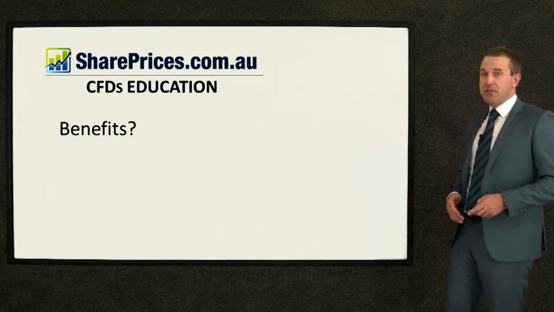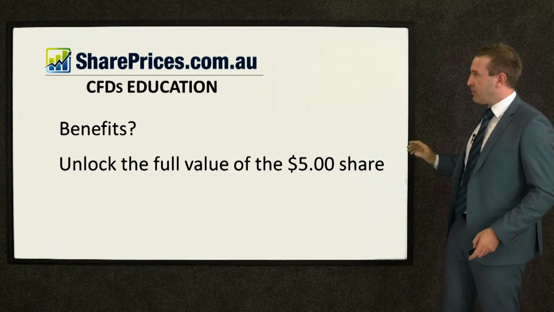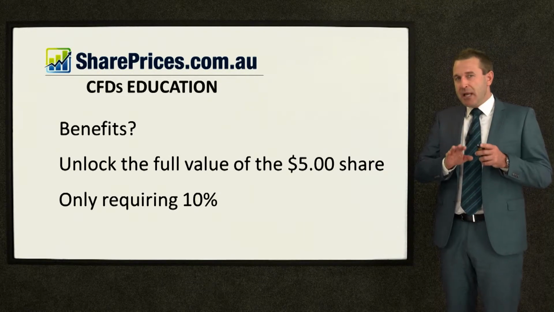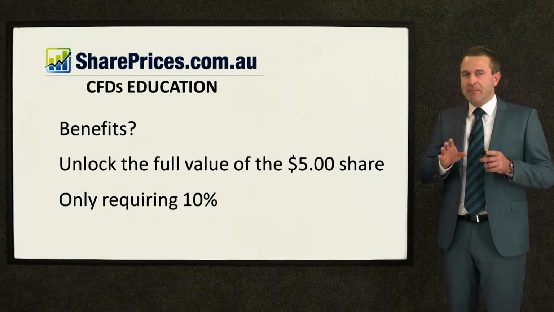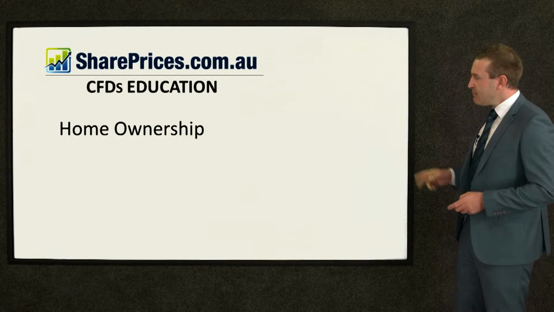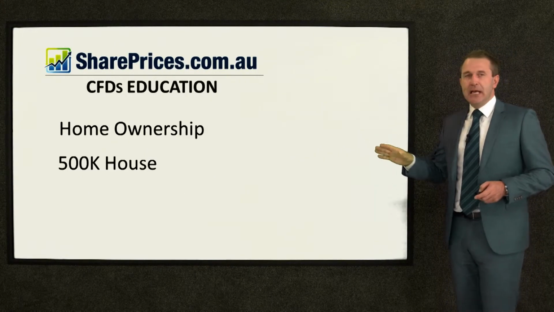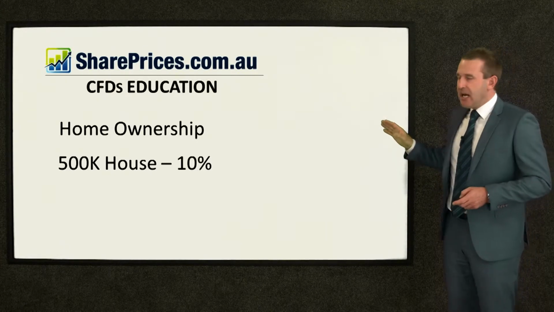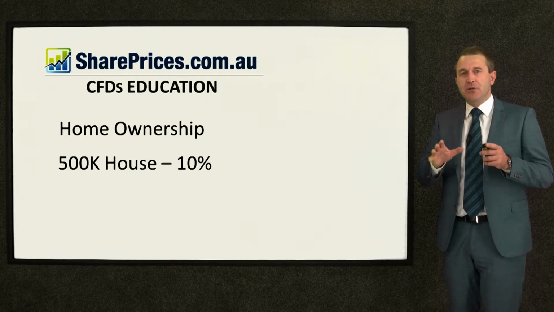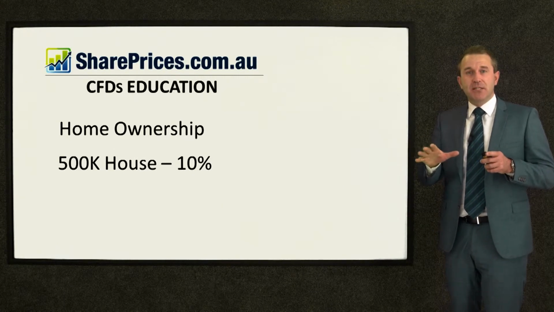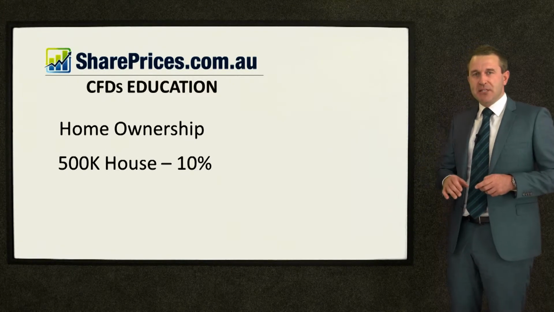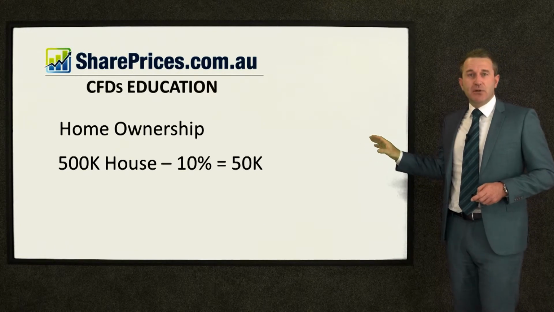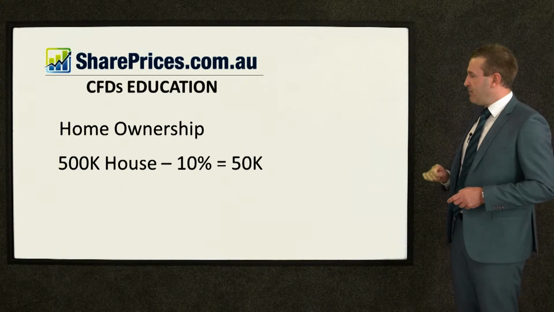So what are the benefits? Well, so far it seems pretty simple, and that is that you get to unlock the full value of that $5 share, but only requiring 10%. So now we're edging towards how the example would make sense in real terms using a house purchase. So let's look at home ownership, and let's say we like the look of a $500,000 house. We're going to go ahead and buy it, and we're going to need a 10% deposit. We know that it's pretty simple and traditionally what's been accepted. Maybe it's more these days depending on your financial circumstance, but let's use 10% as the example, the same as the CFD. Now that's going to equal a $50,000 deposit to get in, buy and own that $500,000 house.